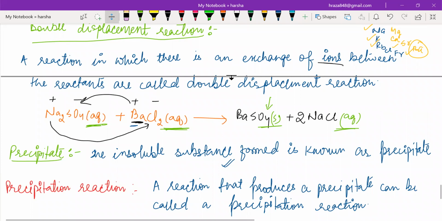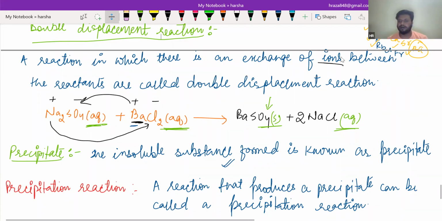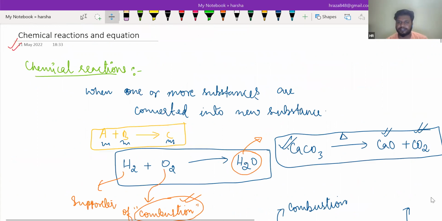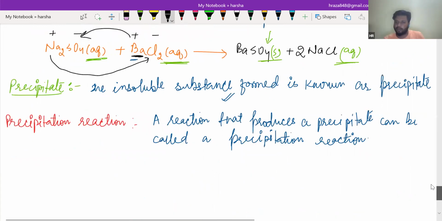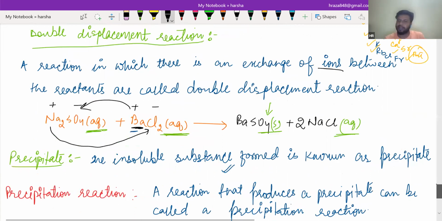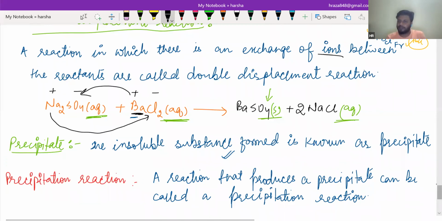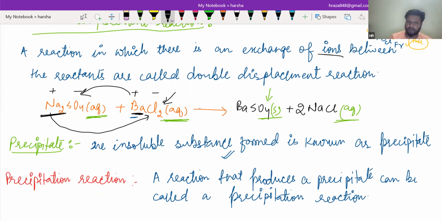Okay. So see, what is a double displacement reaction? Any reaction where there is exchange of ions between reactants. Ions means positive or negative charge, cation or anion. And as we know, like charges repel each other, that means positive charge will repel positive charge, and opposite charges will attract each other. So basically, this positive charge will combine with this negative charge, and sodium and chlorine combine to form NaCl, and it will be in aqueous solution.